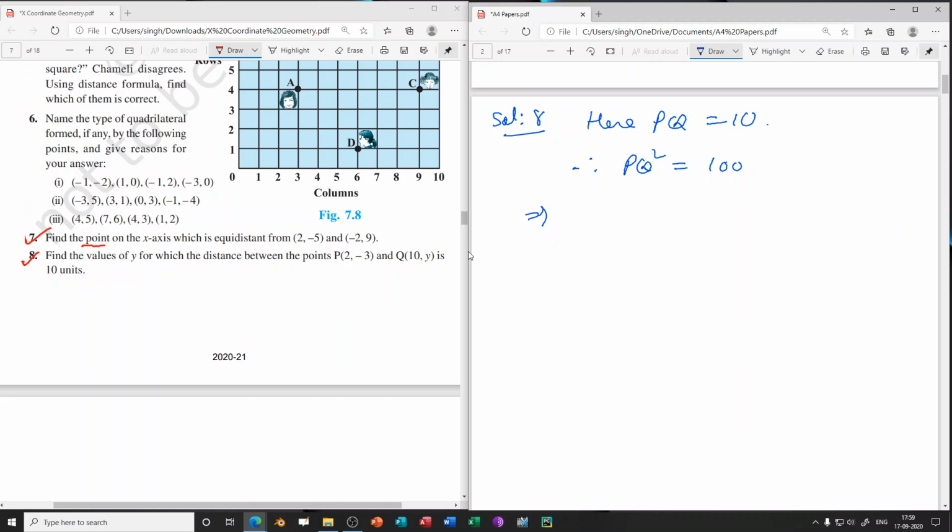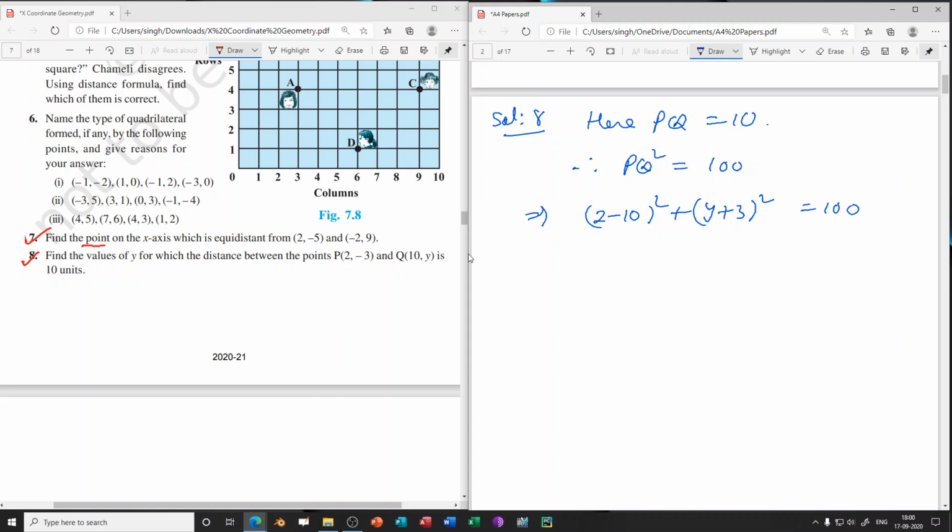x coordinates. So here 2 and 10 are the x coordinates, so (2 minus 10) square, plus then we'll find the difference of the y coordinates, that is y minus (minus 3), that will become y plus 3. So plus (y plus 3) whole square. There is no need to put a square root here because we have taken PQ square, and that is equal to 100. Now we will simplify this one.